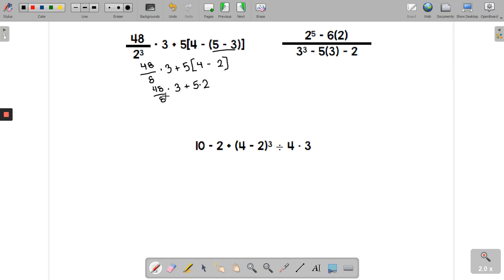Now, after we did our parentheses and we took care of our exponents up here, it's going to be multiplication or division. So we're going to do it from left to right. We have 48 divided by 8, and that gives us 6. Bring down everything else. So 6 times 3 is 18. And then we also have 5 times 2, and that is 10. And then we have our last step of addition here. So then we get 28.